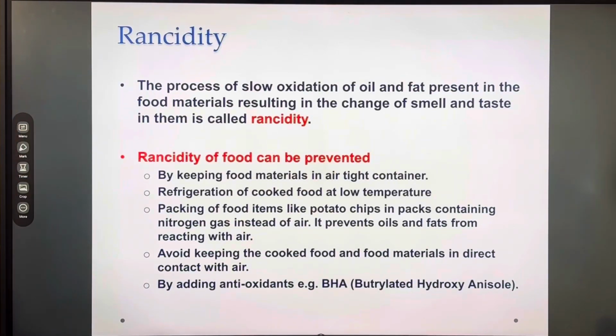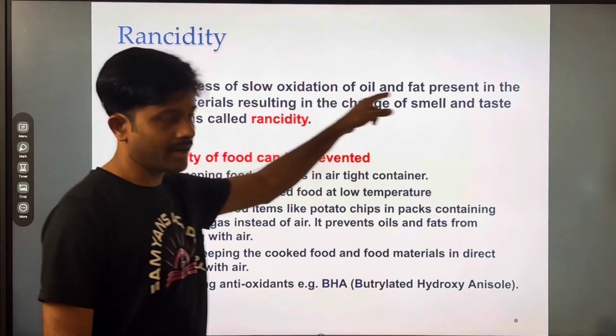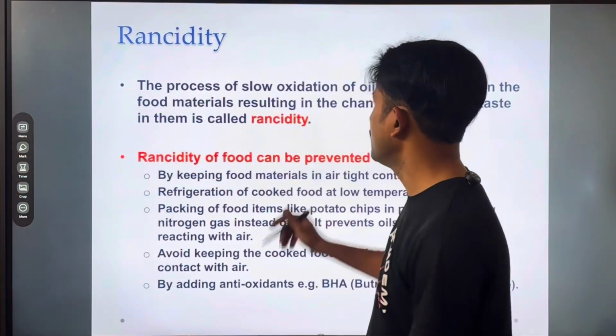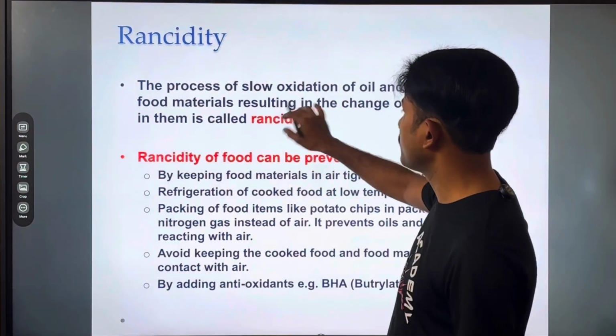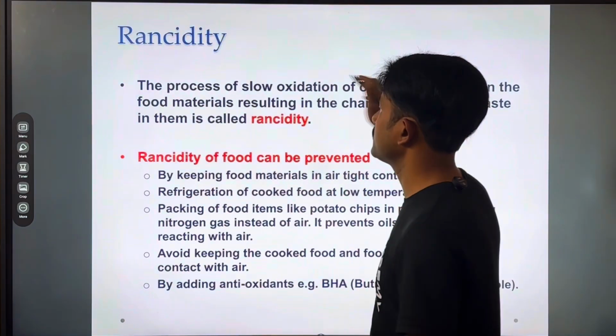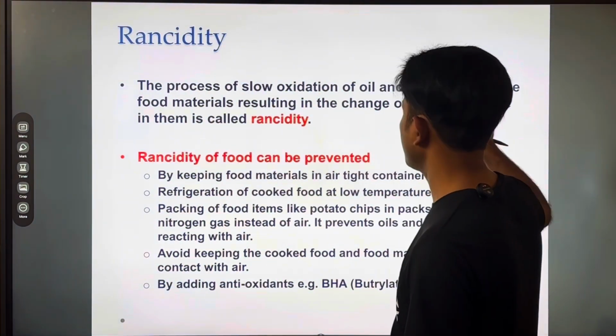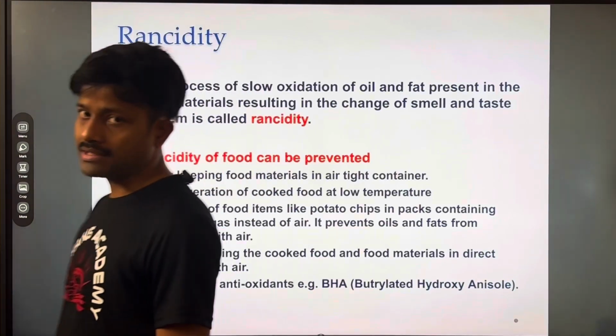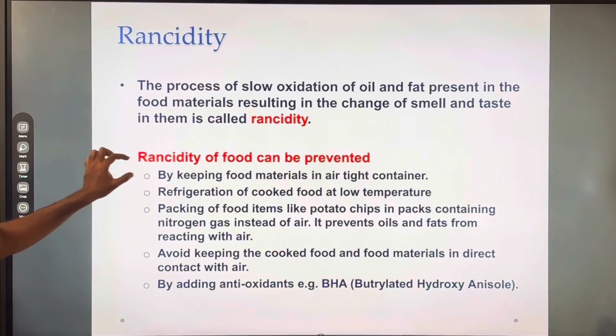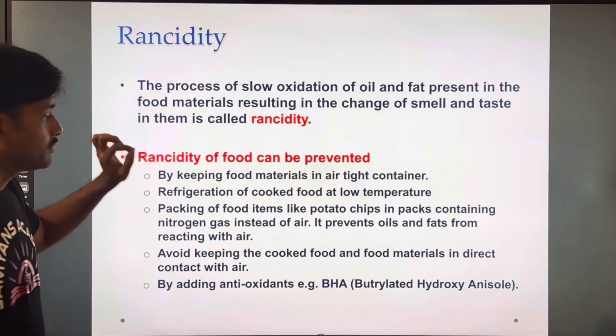Okay, next one is rancidity. Rancidity means the process of slow oxidation of oil and fat. Here oil and fat oxidize in the presence of oxygen. So whatever oil and fat is present in the food material, resulting in the change of smell and taste, is called rancidity. Then how can rancidity of food be prevented? So how do you prevent this?